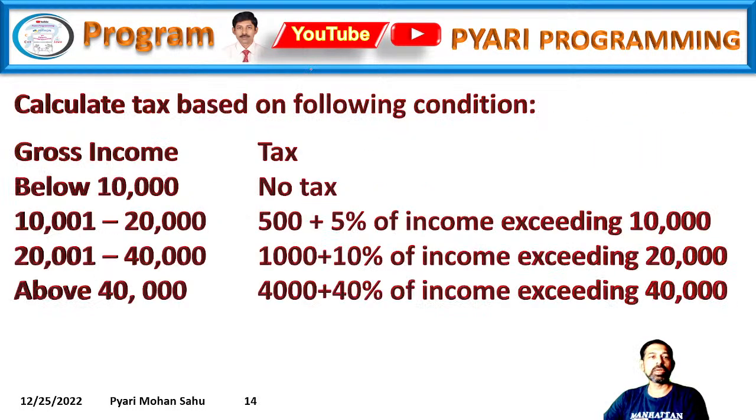And what else does the question say? Calculate the tax based on the following condition. Now it is calculating the tax based on your gross salary. How is it calculating? If it is below 10,000, that means there is no tax, that is zero. If it is between 10,001 to 20,000, then 500 is going to be added with 5% of income exceeding 10,000. We have to see how to calculate this now. You know the if condition, just how to do the exceeding calculation is what we have to see.